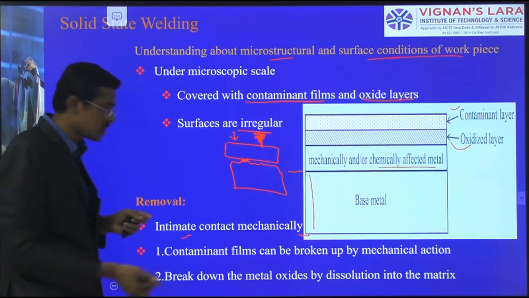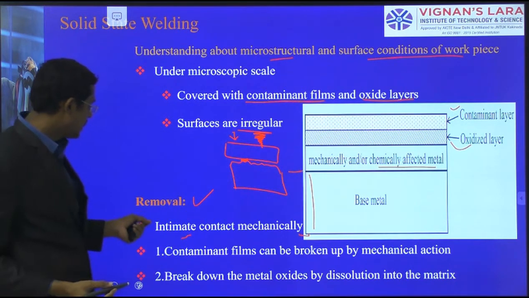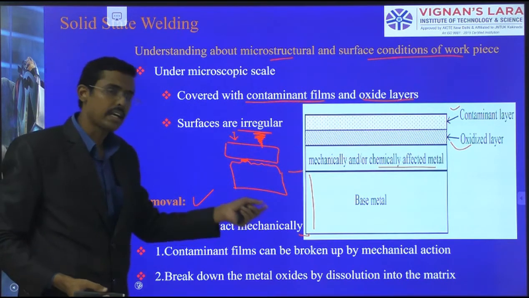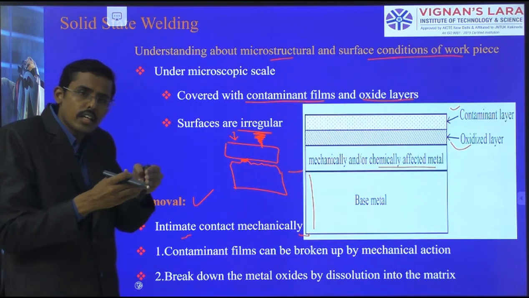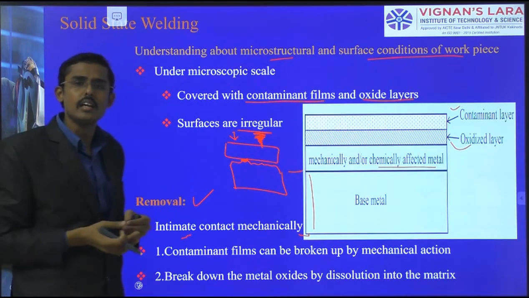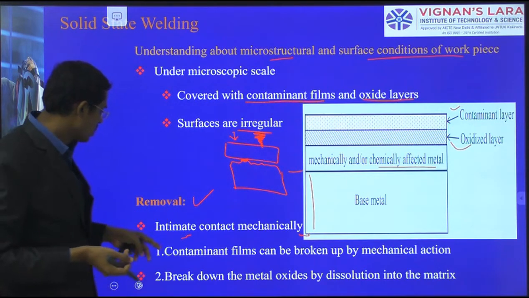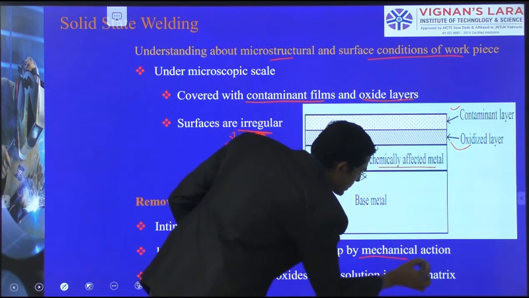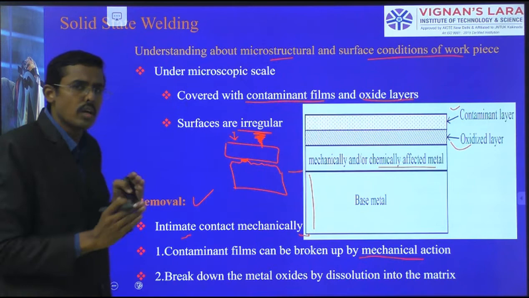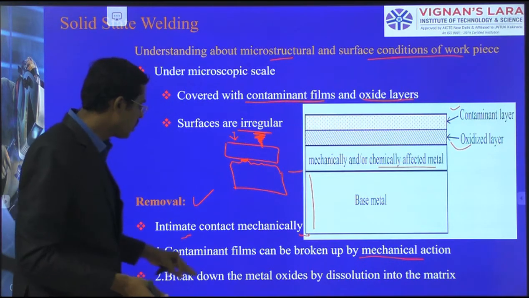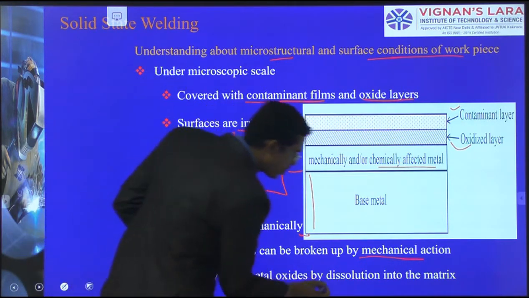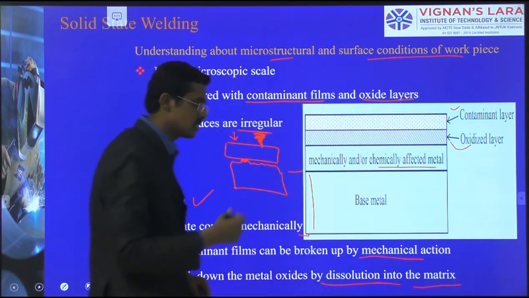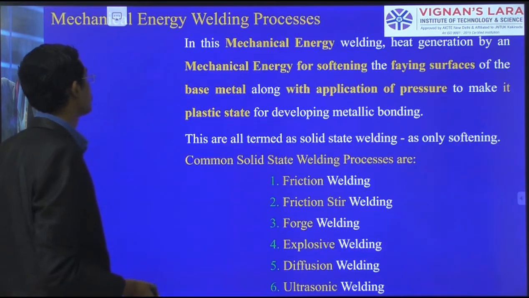So how to remove this? Intimate contact mechanically. When we are doing the contact and friction happens, automatically the oxidation comes out. So contaminated films can be broken by a mechanical action. That is what the friction we are doing is for, to remove those things. Break down the metal oxides by dissolution into the matrices. That is the process we are doing.